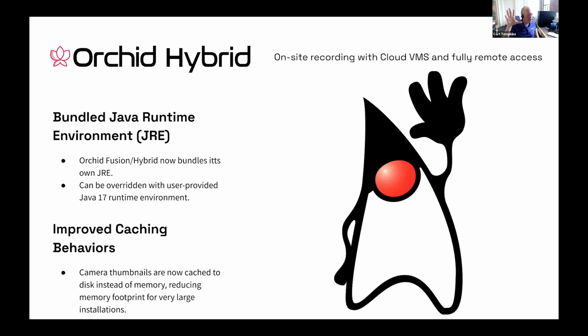The final small change here is some improved caching behavior with Orchid Fusion. Previously, the camera thumbnails that you would see in the bag when you opened up the camera bag in Orchid Fusion used to be cached in memory. For most installations, that's fine. For very large installations where you might have hundreds of thousands of cameras deployed, that in-memory cache, in our experience, just became a little bit too big. We needed to move that off to disk. So now in those very large installations, we'll see reduced memory usage because we're now keeping those small camera thumbnail previews on disk instead of in memory.